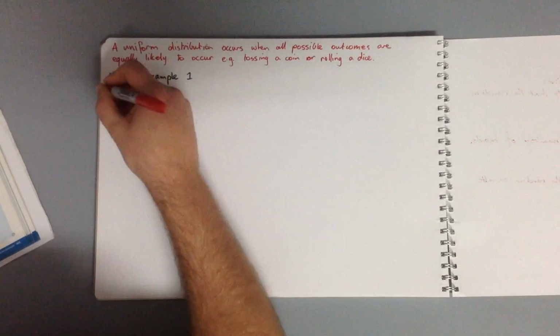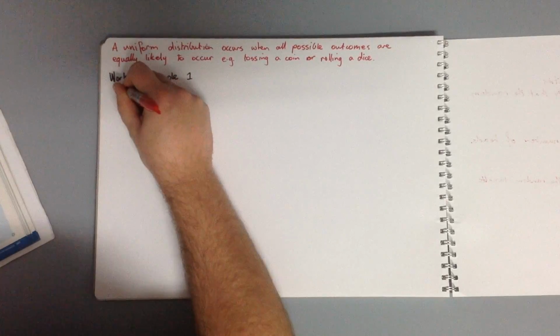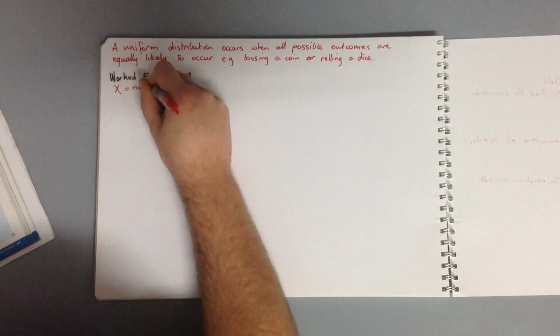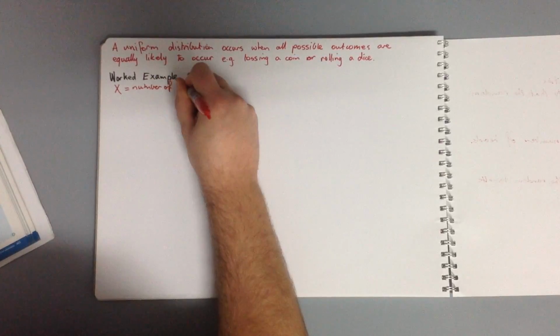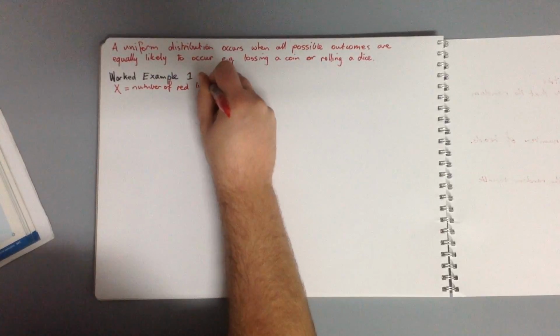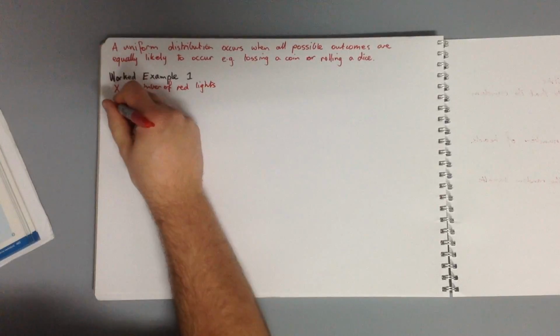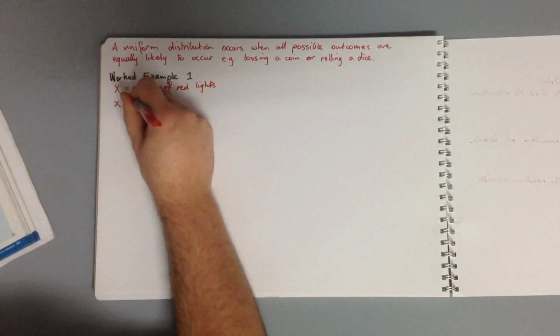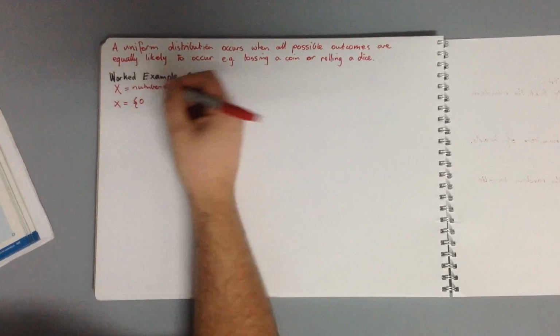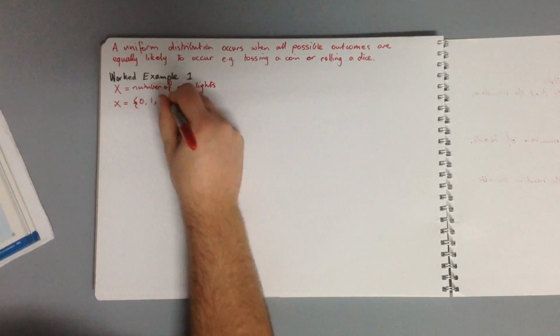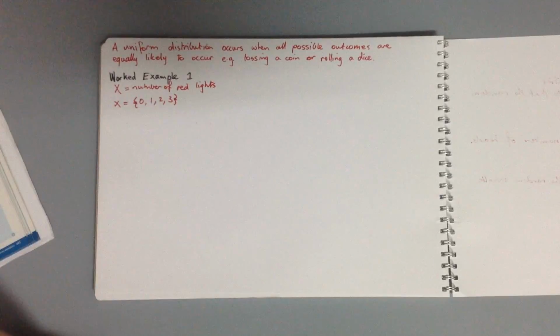And by X we mean capital X, so we're saying that equals the number of red lights. So we're going through 3 traffic lights. So X could be equal to, well, we could get no red lights, we could get 1 red light, 2 red lights, or 3 red lights. Now for part A, use a tree diagram to produce a sample space for this situation. So, tree diagram.